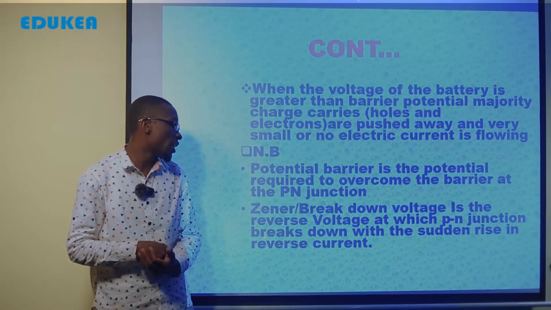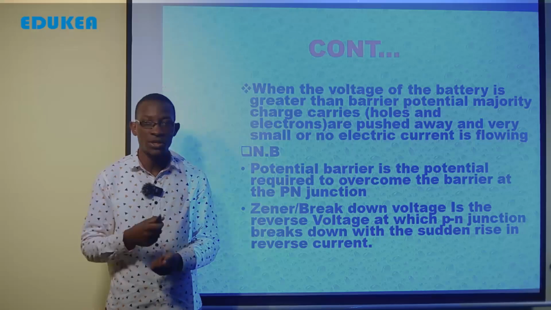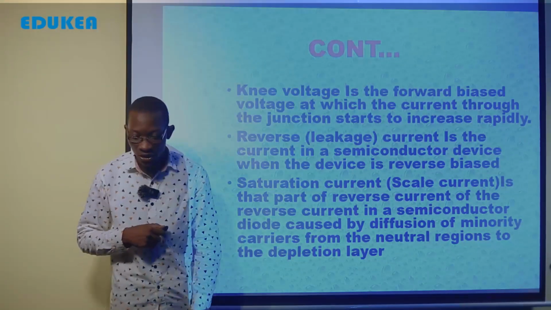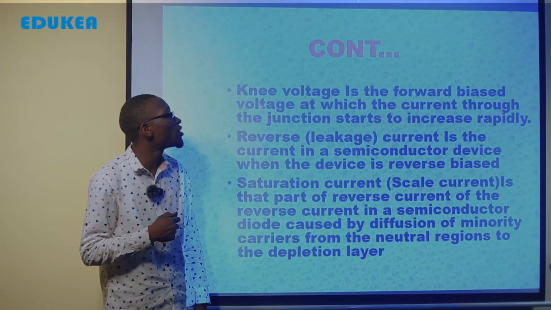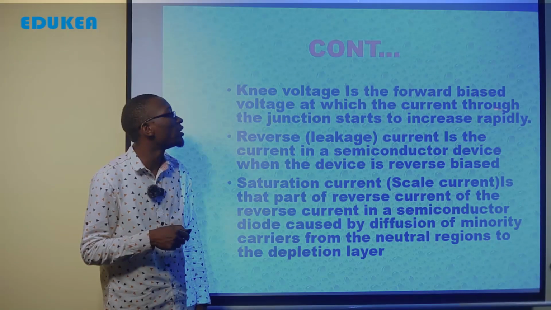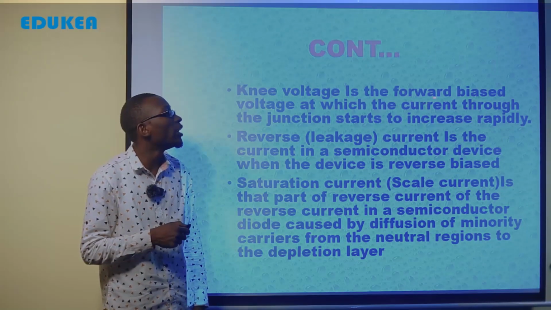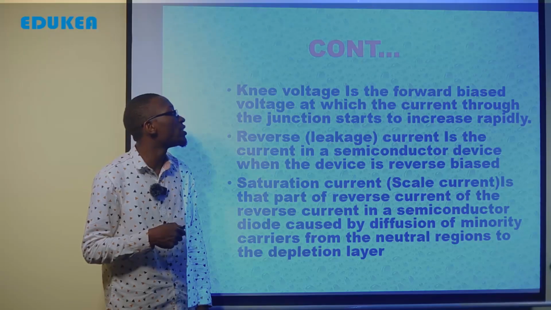Okay? There is a knee voltage. What is a knee voltage, by the way? Knee voltage is the forward bias voltage at which the current through the junction starts to increase rapidly. Kwamba hii ni ile forward bias voltage, ni ile voltage ambapo current katika ile junction itakapoanza kufanyaje? Kuongezeka rapidly.